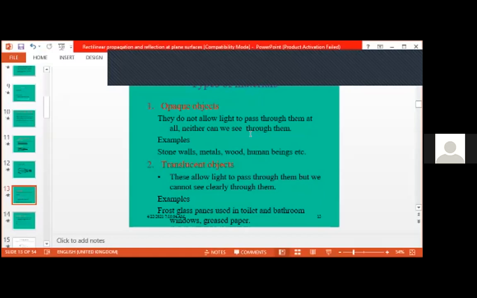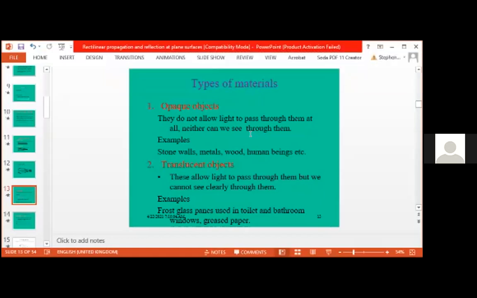Translucent objects allow light to pass through them, but we cannot see through them. Frost glass panes used in toilets and bathrooms. We have grease paper. If you take a piece of paper and grease it, you allow light, but you will not be able to see through it. Then you have transparent objects: ordinary glass, car windscreens, and all that.